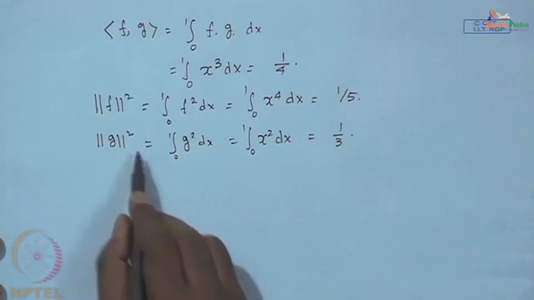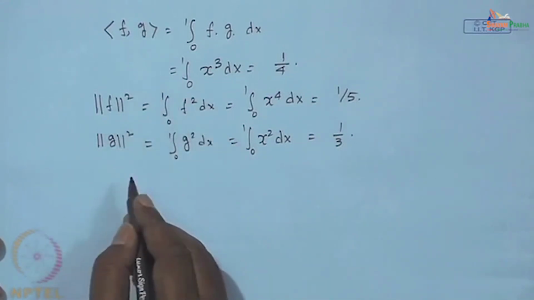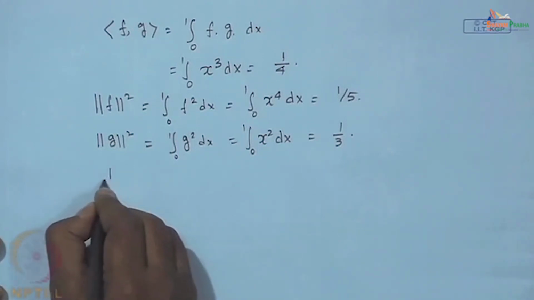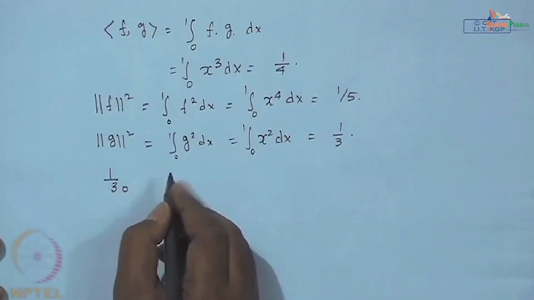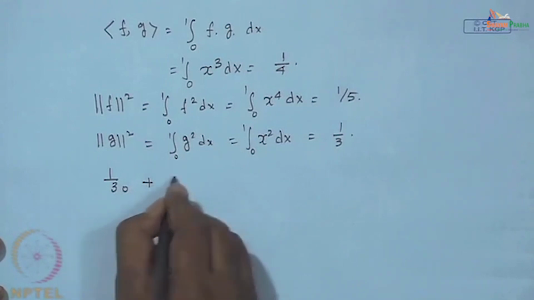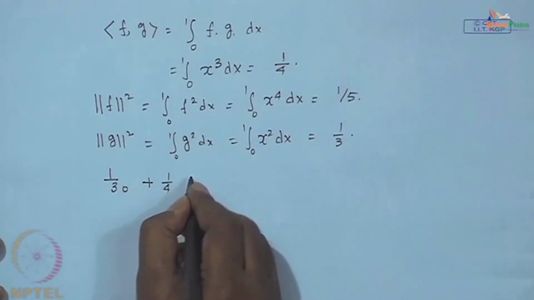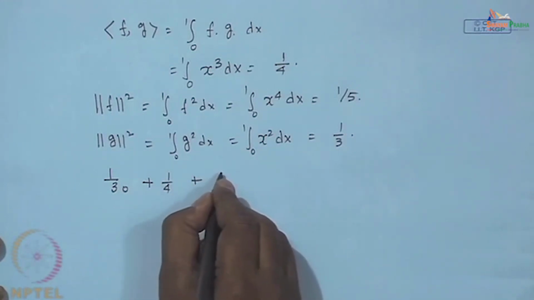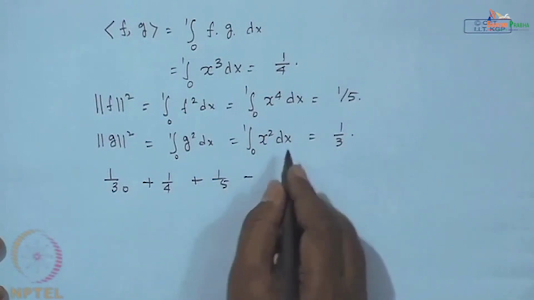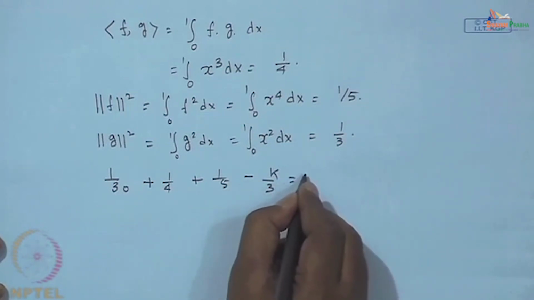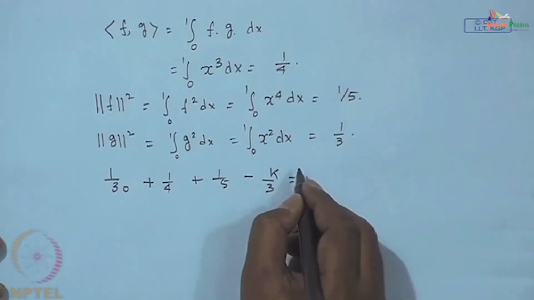Then we substitute all these quantities in the given expression. So, if you do that, you will be getting 1 by 30 plus inner product between f and g. So, that is 1 by 4. Then plus norm of f square. So, it will be 1 upon 5 minus k times norm of g square. It will be minus k by 3 should be equal to 0.